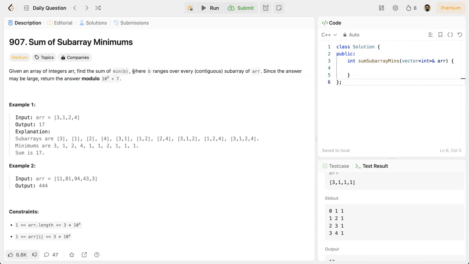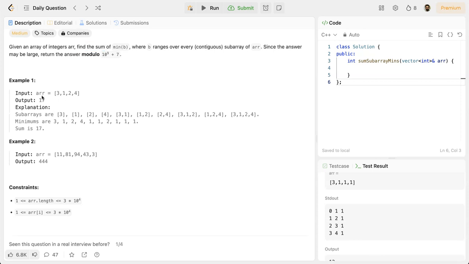So what is the problem saying here actually? It's saying take any subarray, then take the minimum of that subarray, and then add all of them together and return that. Here, if we look at this example, these are the 4 subarrays of length 1, these are the 3 subarrays of length 2, these are the 2 subarrays of length 3, and 1 subarray of length 4. And these are the minimums, 3, 1, 2, and so on, and the sum of them is 17.